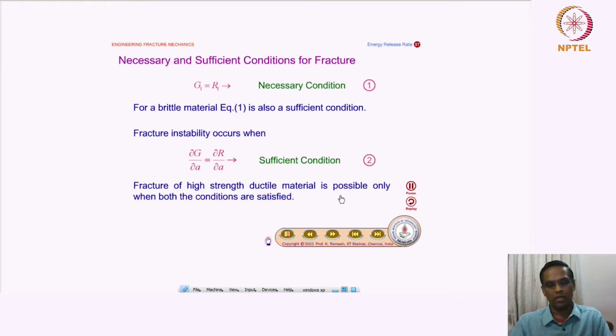We are going to talk about stable crack growth and the R curve concept, and for that, this particular idea is very, very important.